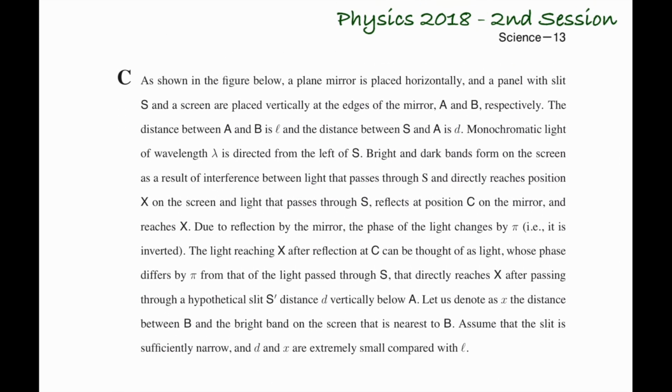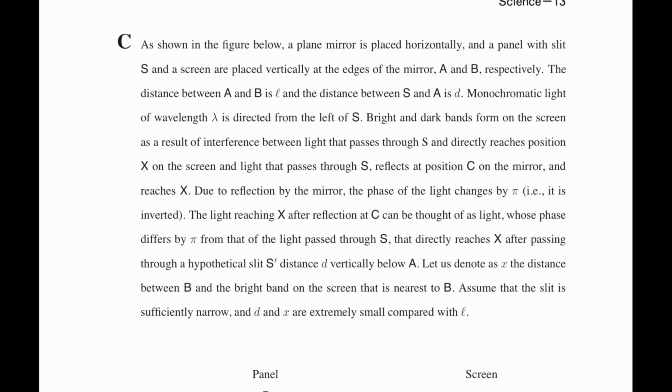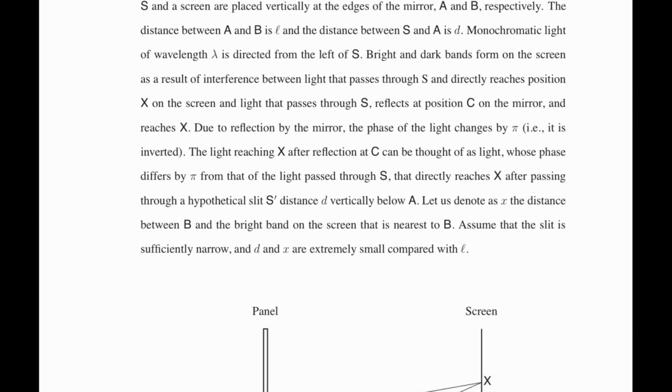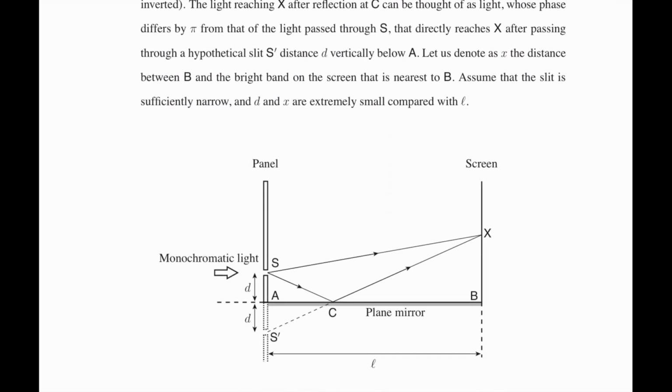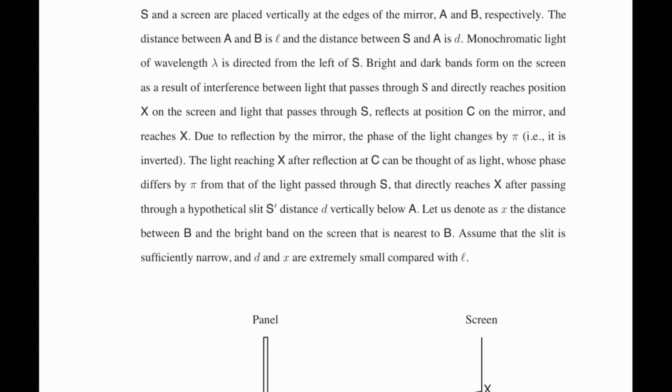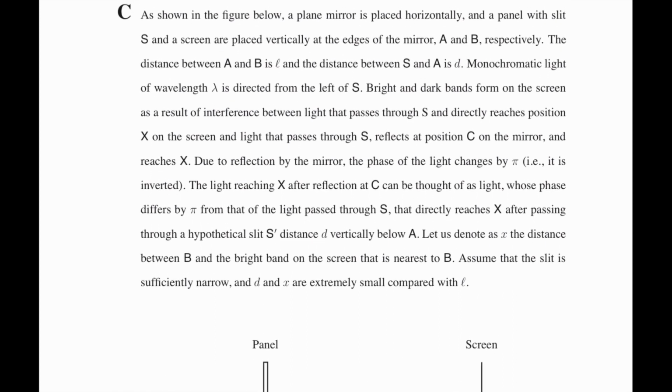Question number 12. As shown in the figure below, we have a figure here. This is kind of a double slit, like a Young double slit. Let us read the question first. A plane mirror is placed horizontally, and a panel with slit S and a screen are placed vertically at the edges of a mirror AB respectively.